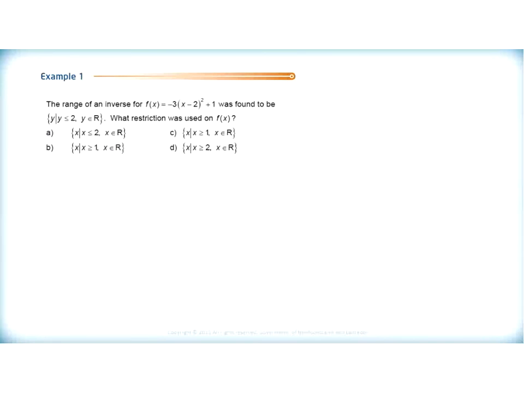So let's look at some examples. Example 1. The range of an inverse for f of x equals negative 3 times (x subtract 2) all squared plus 1 was found to be this, y such that y is less than or equal to 2. What restriction was used on the f of x? So the range of the inverse was found to be this. So this is the range of the inverse. Range of the inverse is equal to the domain of the function.